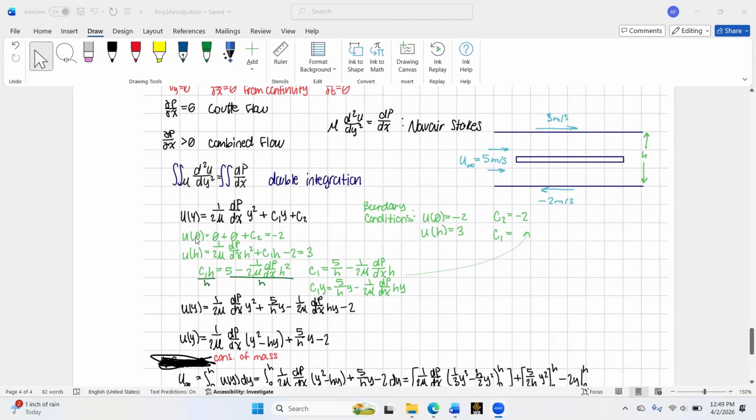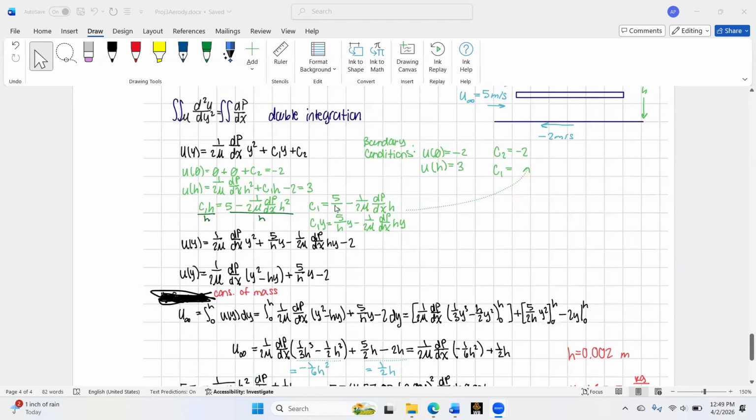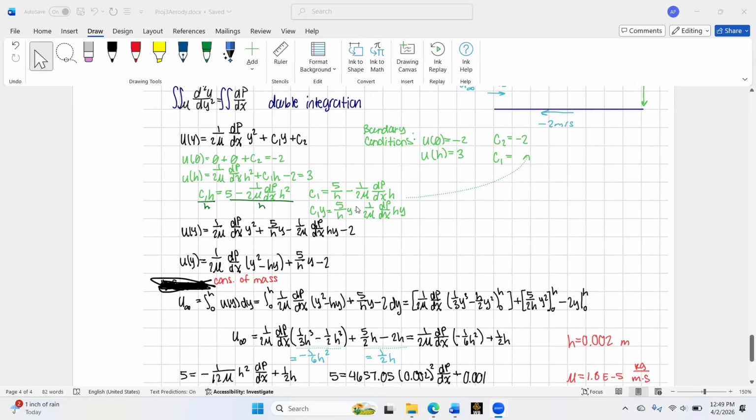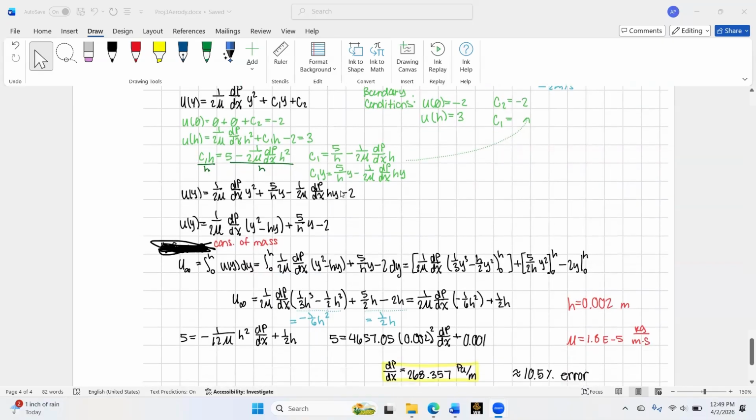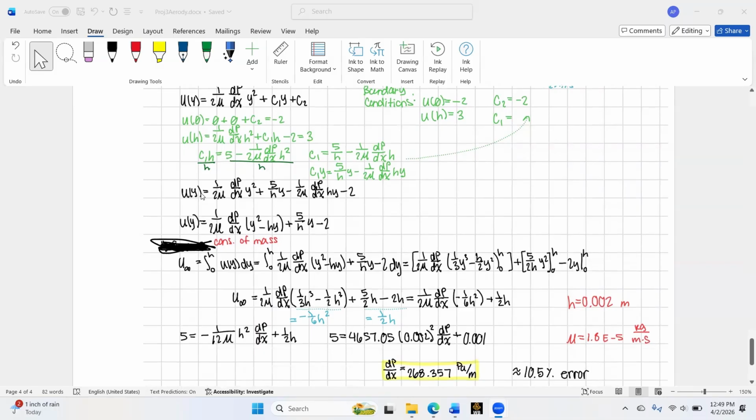Plugging in y equal to 0, we can find that our C2 is going to be equal to -2. Plugging in C2 and that our velocity at y equals h is 3, we can find that our C1 is a little bit more complicated, and it's going to come out to 5 over h minus 1 over 2 mu times the pressure gradient times h. If we go ahead and multiply this by y, we can just plug it into our C1 itself. And then we can get that our velocity flow function is going to be 1 over 2 mu dp dx y squared plus 5 over h y minus 1 over 2 mu dp dx h y minus 2.